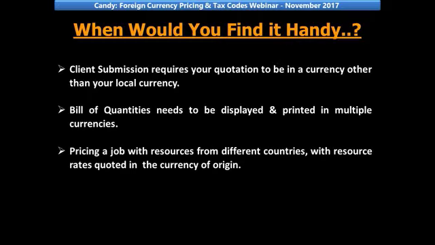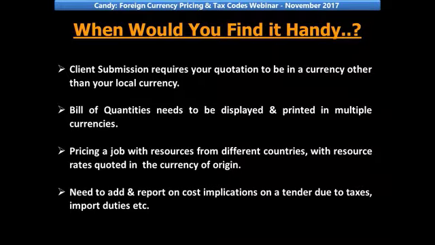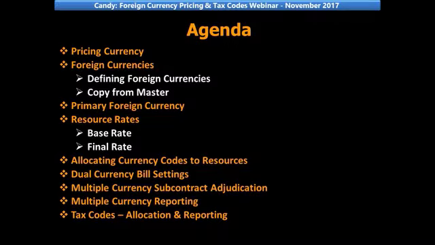Pricing a job with resources from different countries with resource rates quoted in the currency of origin. You might be pricing a job in the UAE, but you might be buying cables from Europe in euros, or you might be importing your diesel from Saudi Arabia in Saudi riyals. Currency codes could be used then. And you could use tax codes when you need to add and report on tax cost implications on a tender due to taxes, import duties, freight, etc. So we'll look at the uses of tax codes and currency codes in detail as we go on ahead.